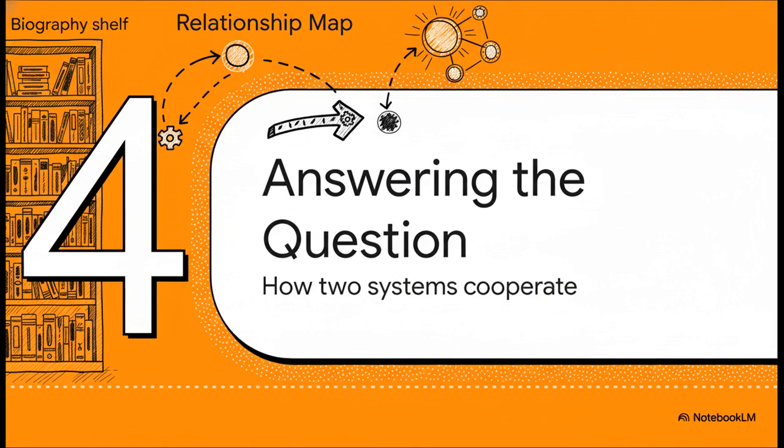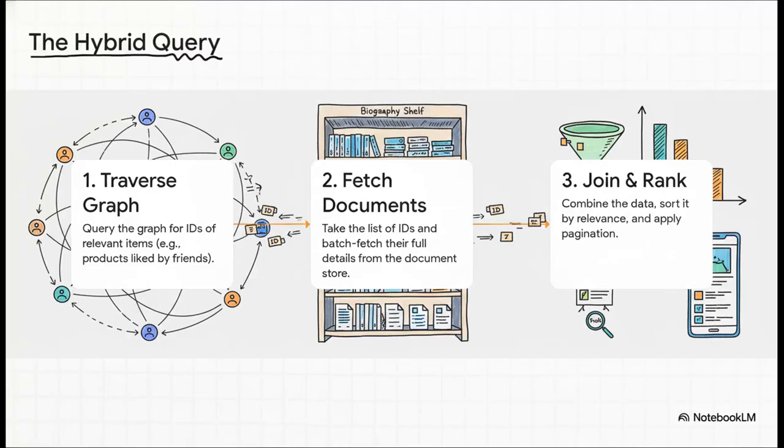So now let's put it all together and see how they team up to answer that impossible question we started with. It's a beautiful little dance called a hybrid query. First, the app goes over to the relationship map. It asks, hey, can you quickly run through your connections and just give me the IDs of products liked by friends of my friends? This is what graphs are built for.